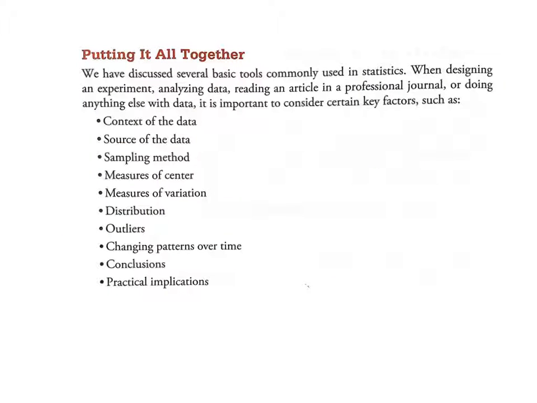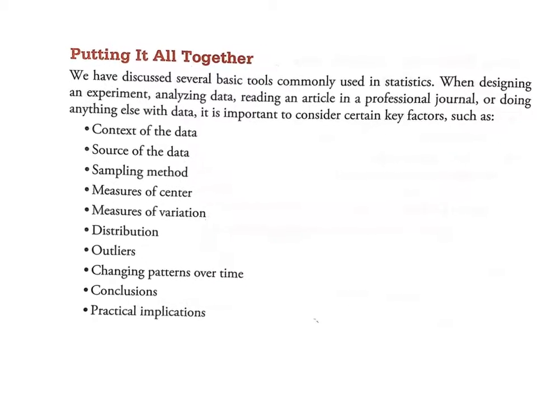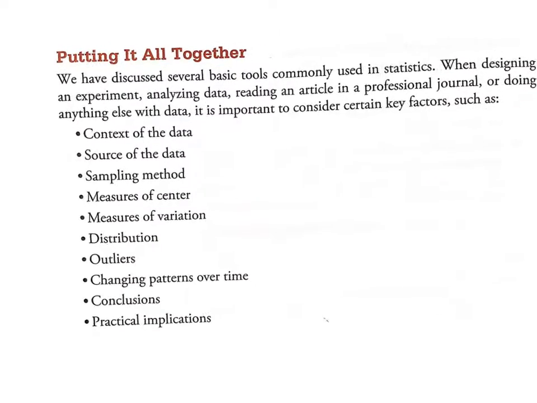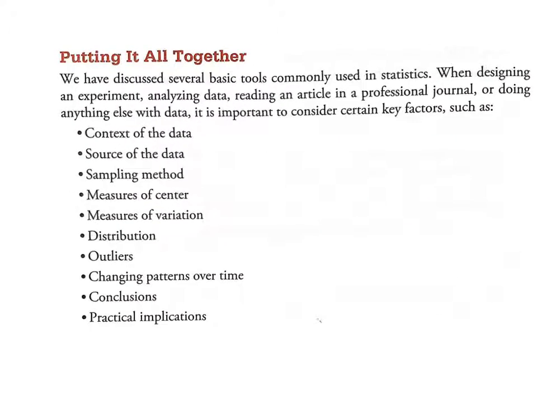Based on what you've learned so far in the video, all right, this is a great slide. Maybe take a picture of this, because this is pretty much everything we've done since we started school. It says we've discussed several basic tools commonly used in statistics when designing an experiment, analyzing data, reading an article or a journal, or doing anything else with data. It's important to consider all these key factors, such as what's the context of the data, what's it about? What's the source of the data? Where did it come from? What kind of sampling method was used? Was it flawed? Was it sound?